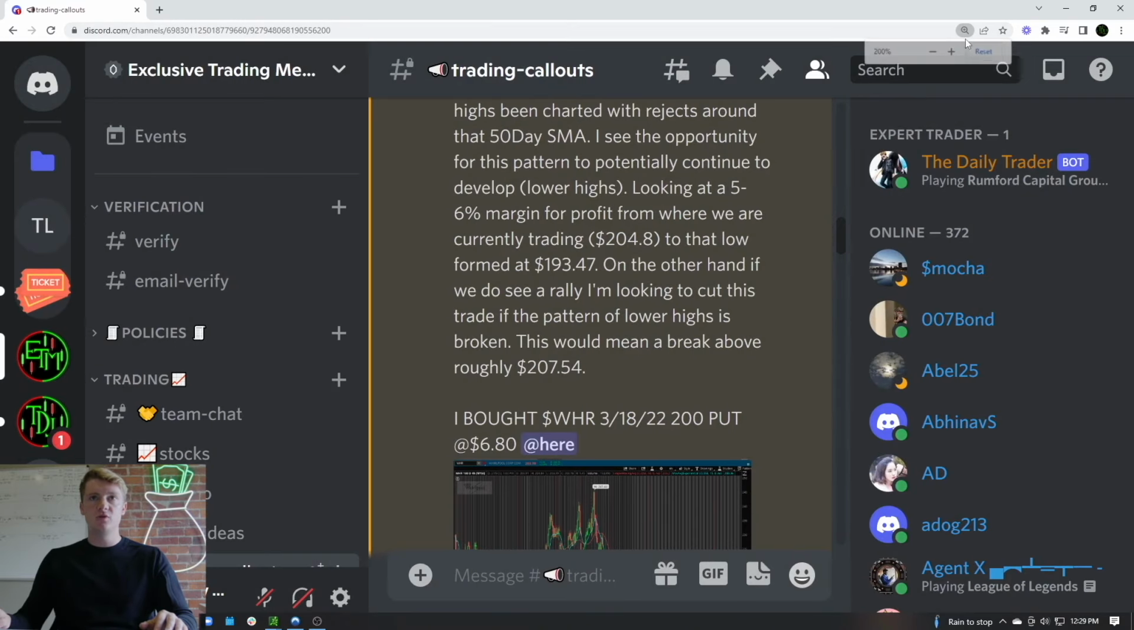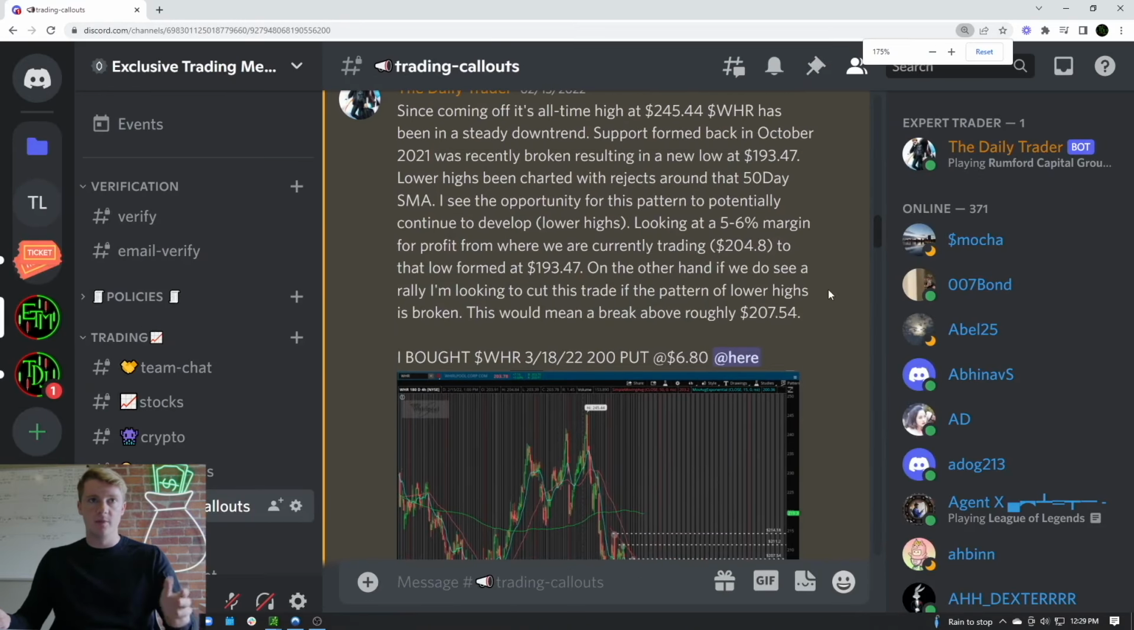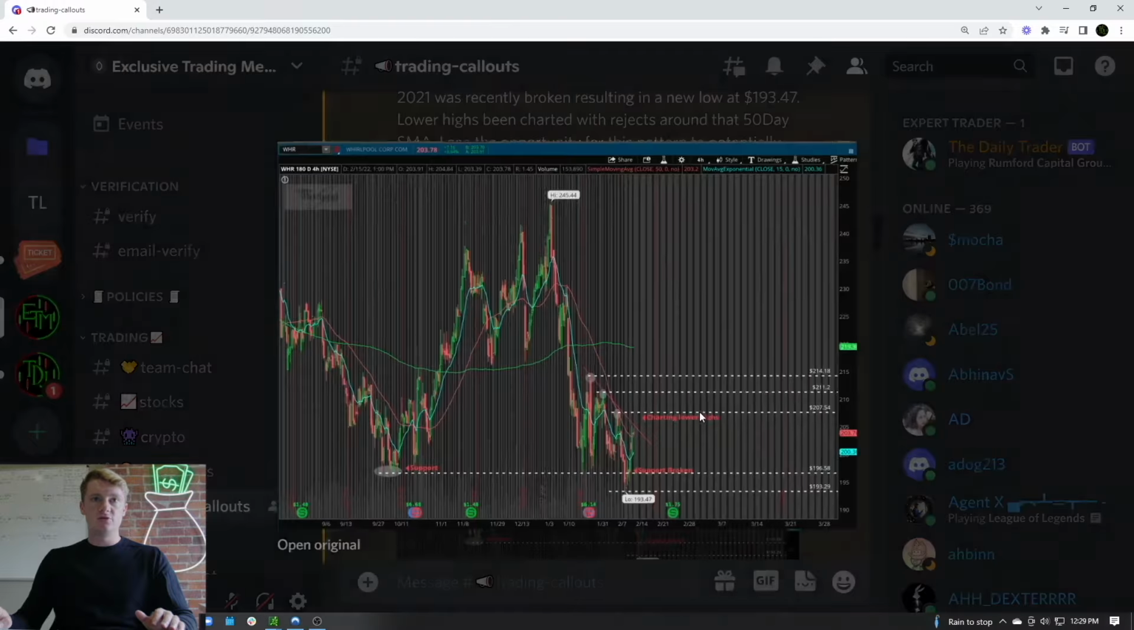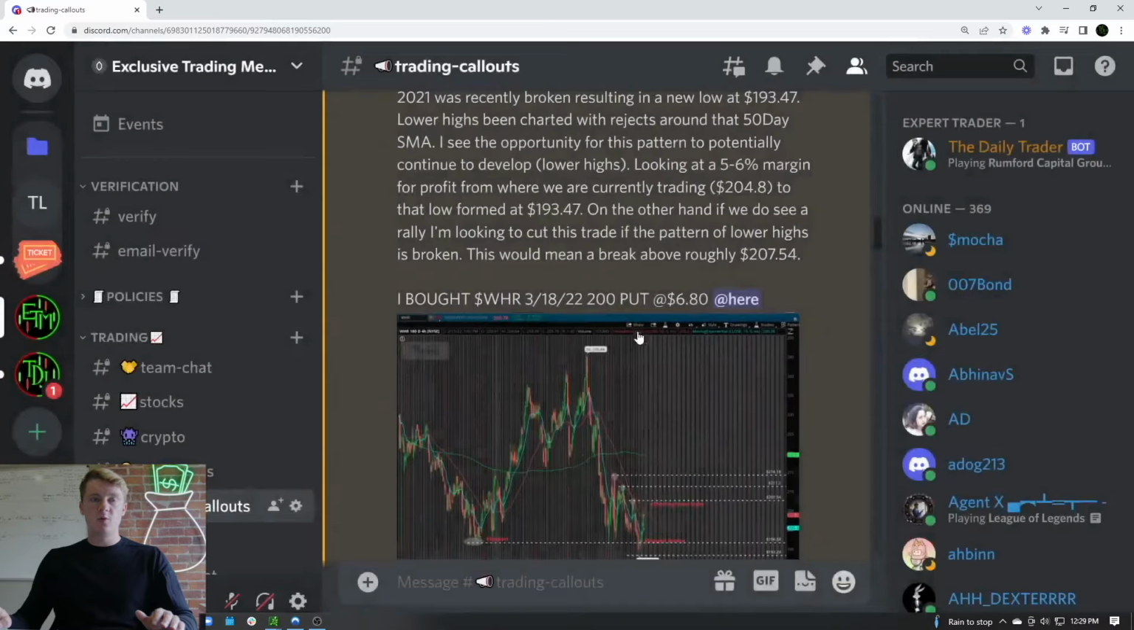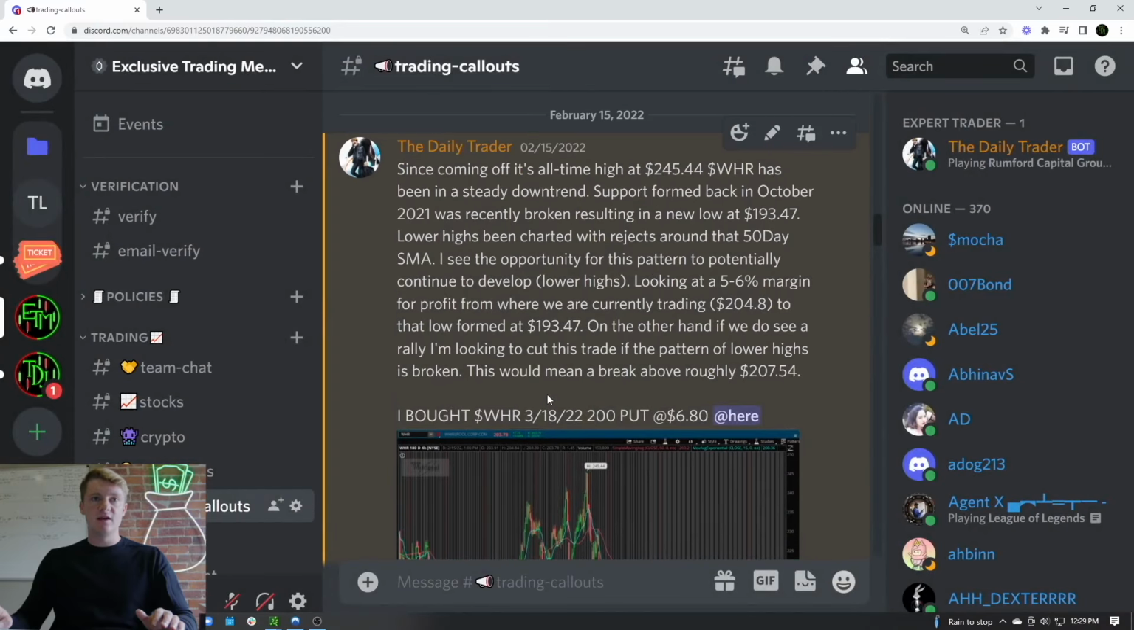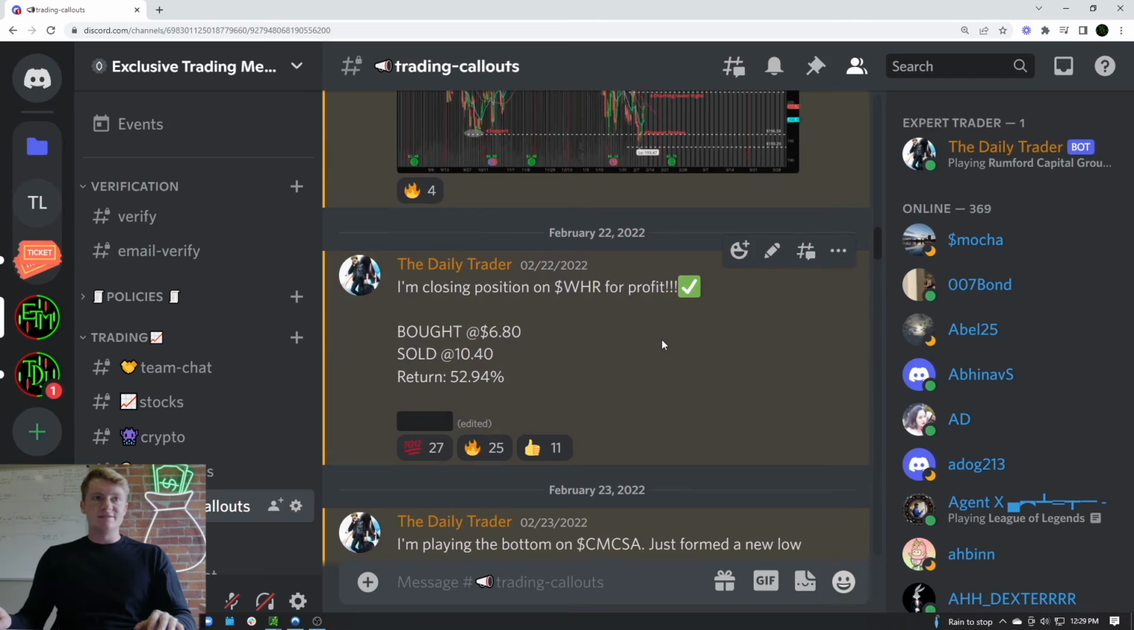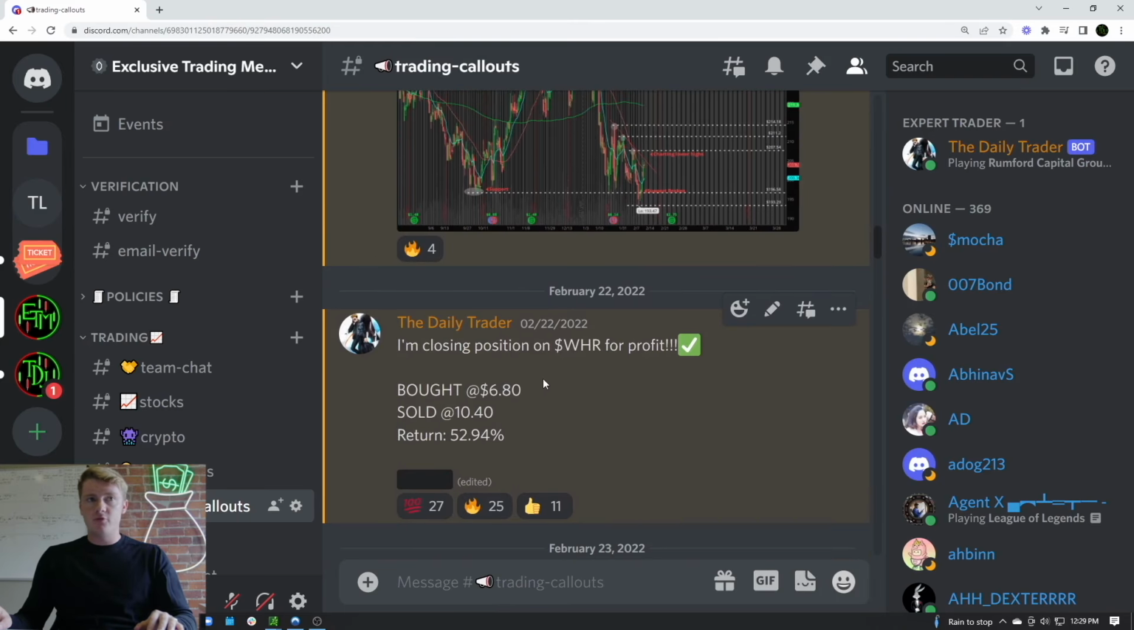Okay, pull back to that low on the 4-hour, which is the pullback play. And there was a 5 to 6% margin for profit presented. And you can see, a break above roughly 207.54 is where I was looking to cut this if we did get a rally and break that pattern of lower highs. And just a couple days later, I closed that trade for just about 53% profit.